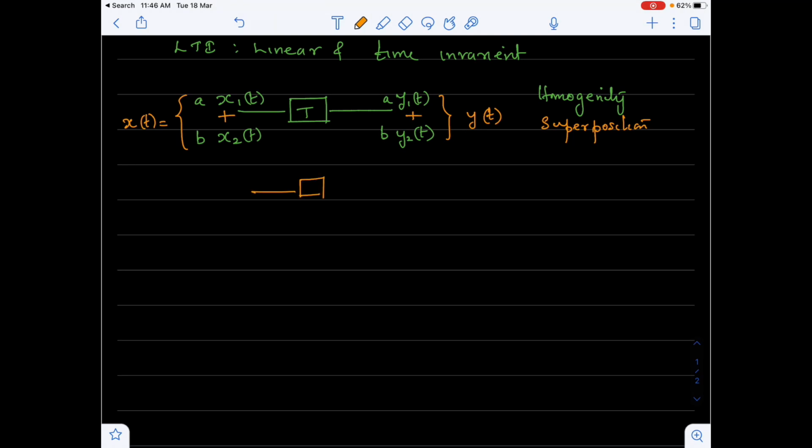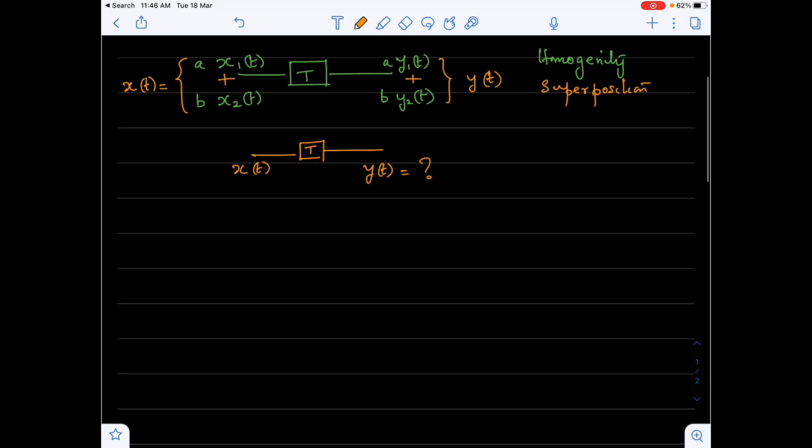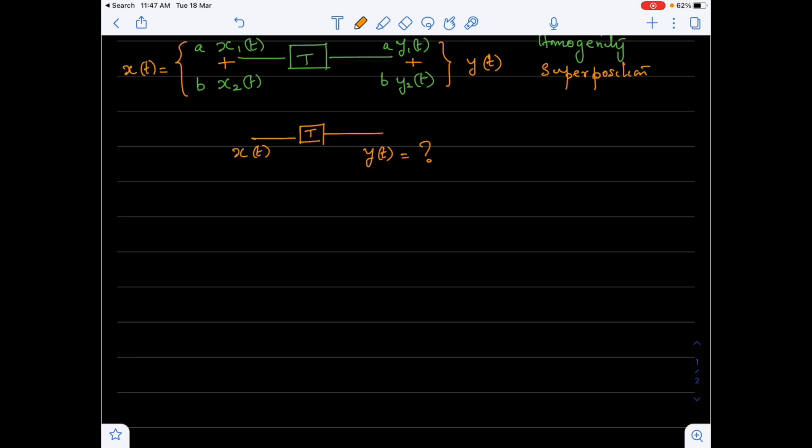Suppose you have a system with transfer characteristics T, and you are giving some input x of t and getting some output y of t. But how do we find this output? In order to find the output, let us consider a standard test signal. I give the system the input delta of t, and I record the output of the system, which I call h of t. This is called the impulse response of the system.